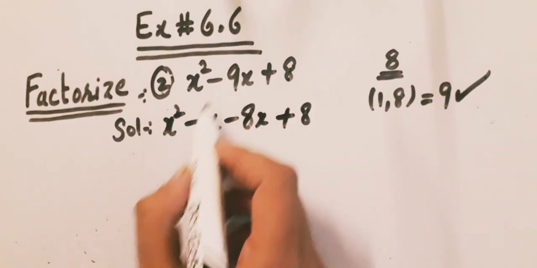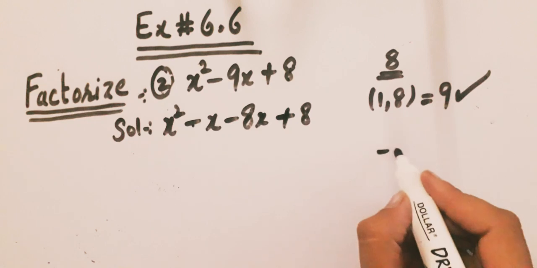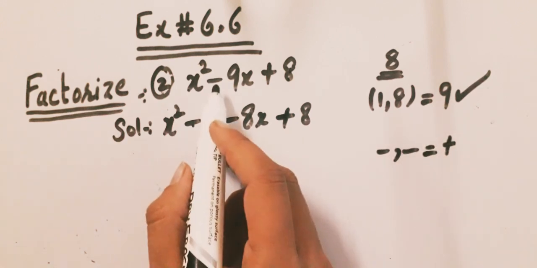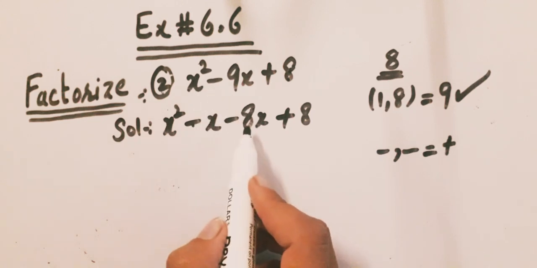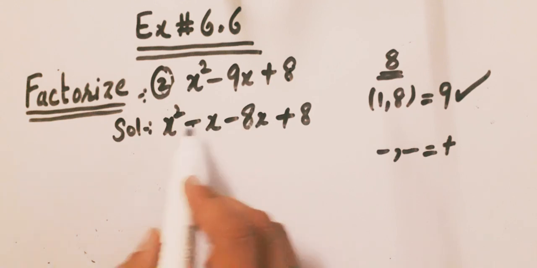Here you used minus because minus into minus is plus. And this term describes that we use minus sign with the large value. So that's why.